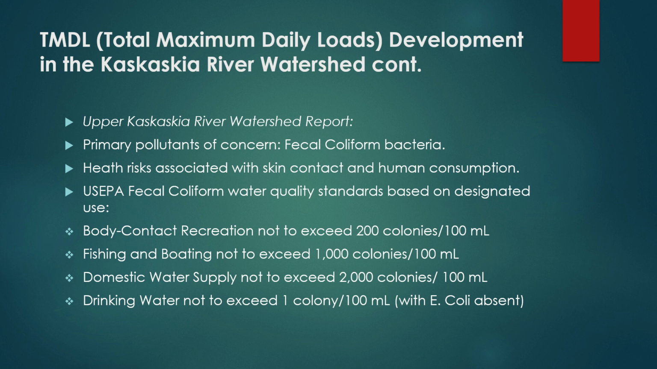And then just some guidelines on U.S. EPA fecal coliform, based on the designated use, body contact, swimming again, not to exceed 200 colony forming units per 100 milliliters. Fishing, boating, domestic, and then drinking water supply, you definitely would want that to be the lowest, 1 colony unit there, so you don't want to drink a lot of gut bacteria or bacteria that could lead to a disease.